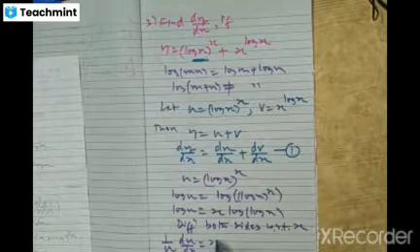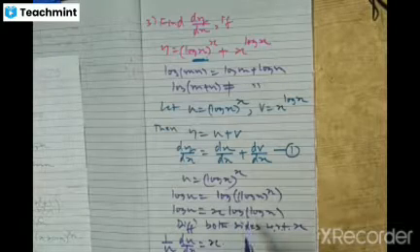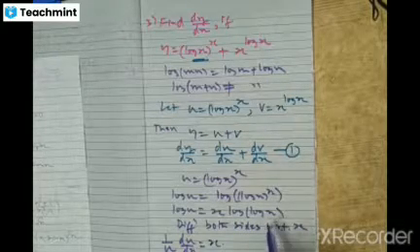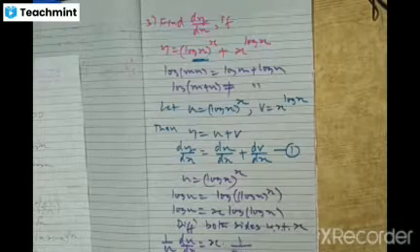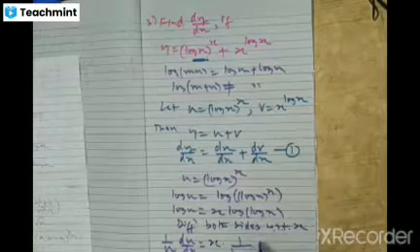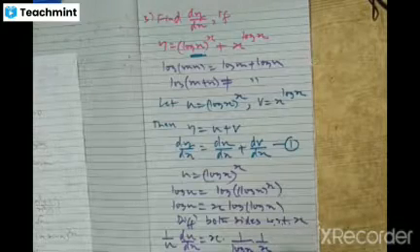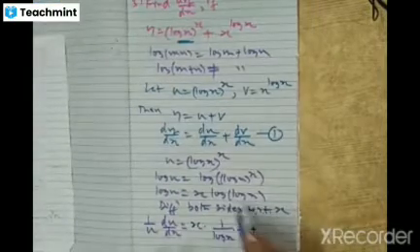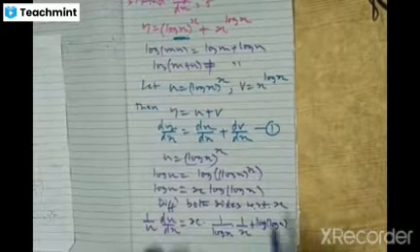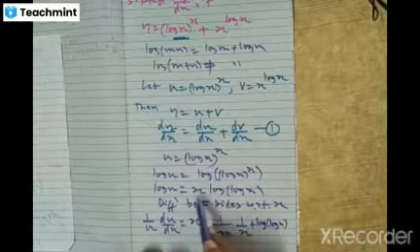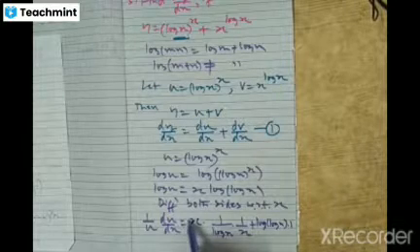What is the first function? x into d by dx of the second. See the second function, log of log x. It is a composition of two functions. You have to use chain rule. So d by dx of log of log x is 1 by log x into d by dx of log x, which is 1 by x. Correct. Plus the second function log of log x into the derivative of the first, d by dx of x is 1, correct? So now I can cancel out x and x.